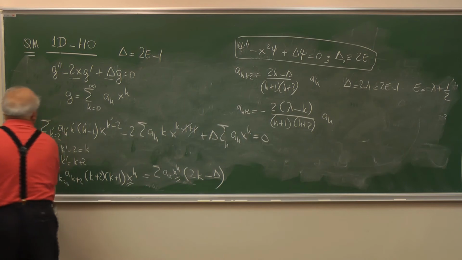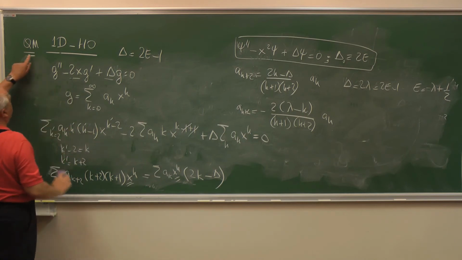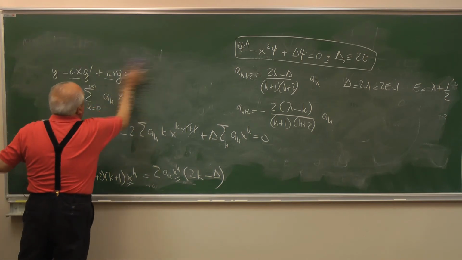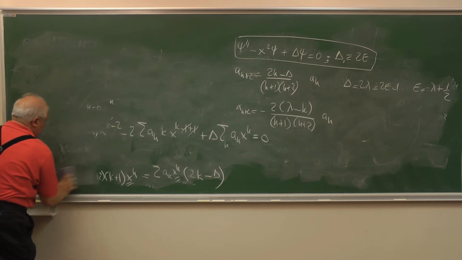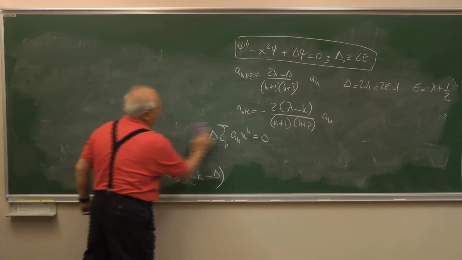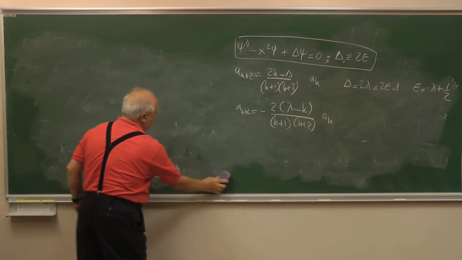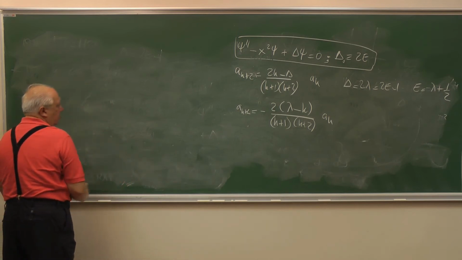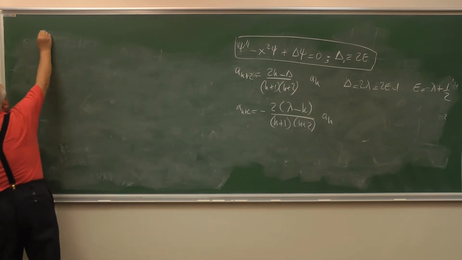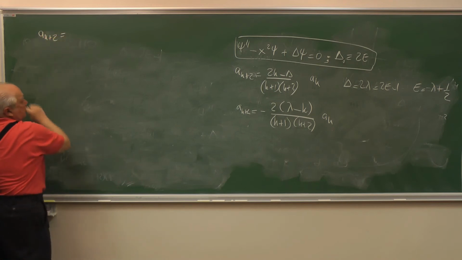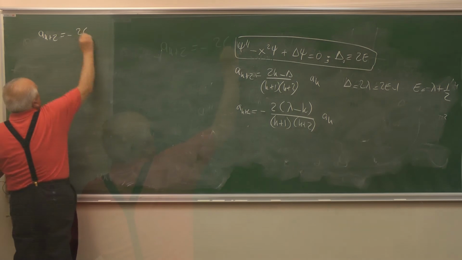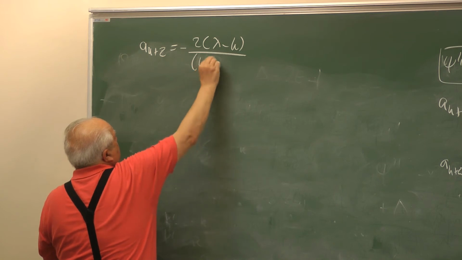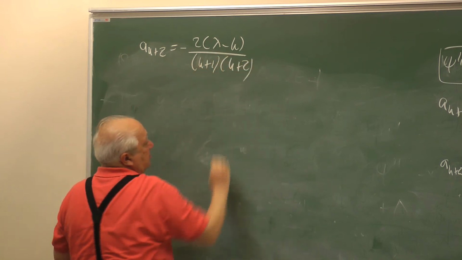I guess I need some space. Remember, we are doing the one-dimensional harmonic oscillator in quantum mechanics. So I'm erasing this part. Let me just copy it up: a_(k+2) is equal to minus 2 (lambda minus k) over (k plus 1)(k plus 2) times a_k.